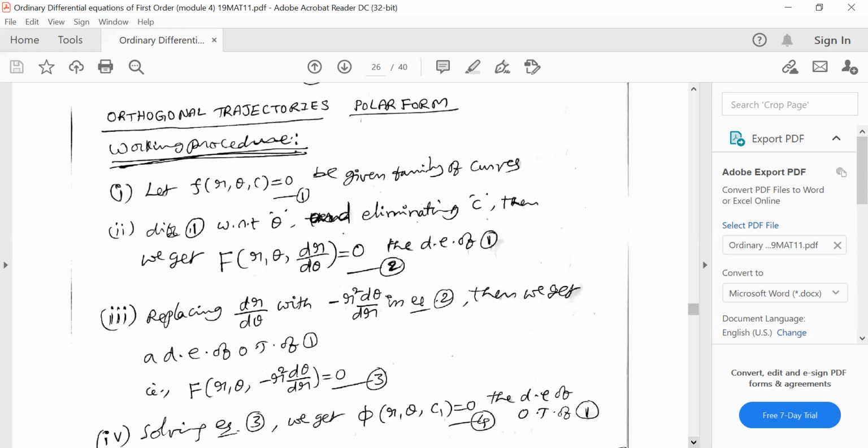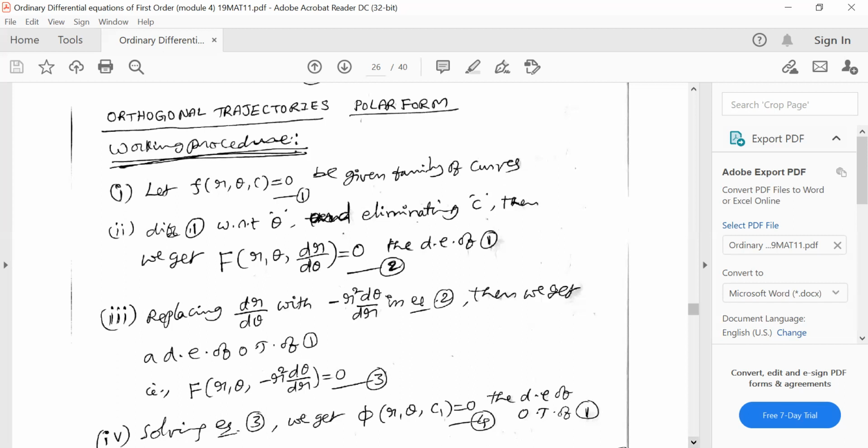As we know, the concept is m1 into m2 is minus 1, wherein the slope m here refers to tan phi. And we all know what tan phi is, as we have discussed in the first chapter of our syllabus, polar curves. It is the angle between the radius vector and the tangent. It is given by cot phi equal to 1 by r dr by d theta, right?